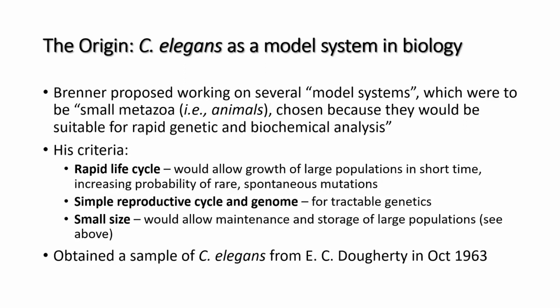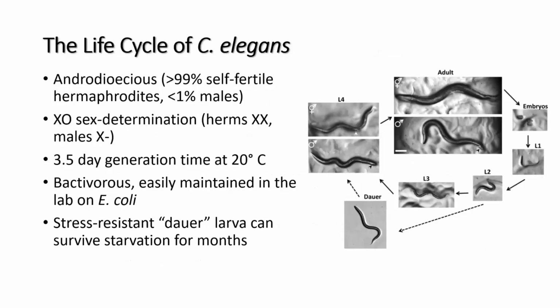So he got a sample of C. elegans from E.C. Dougherty, who was an early fan of C. elegans. Said, man, you ought to work on this. And he said, okay, these are pretty good. So here, this represents the life cycle of C. elegans. They're androdioecious, and that means there are males and hermaphrodites.